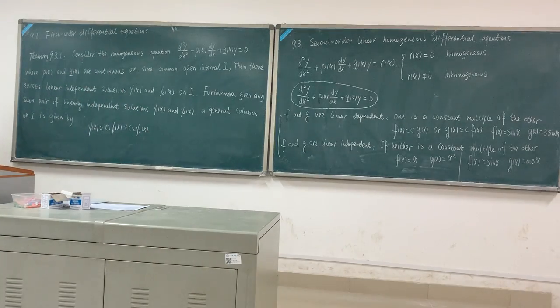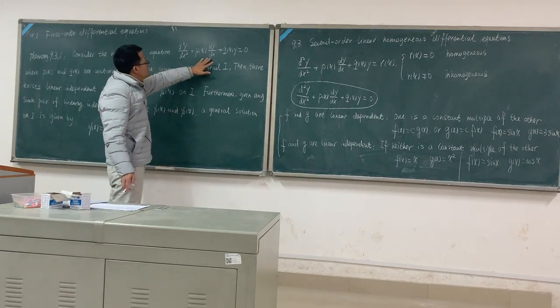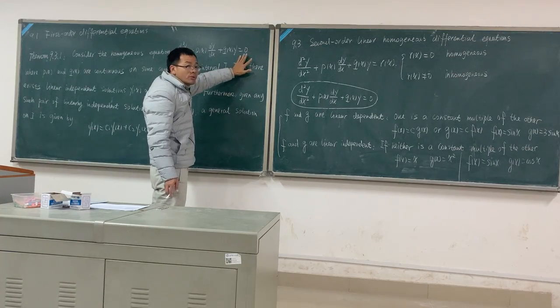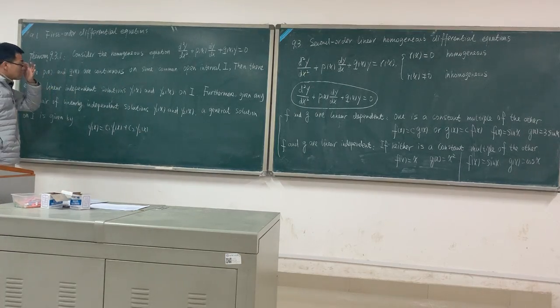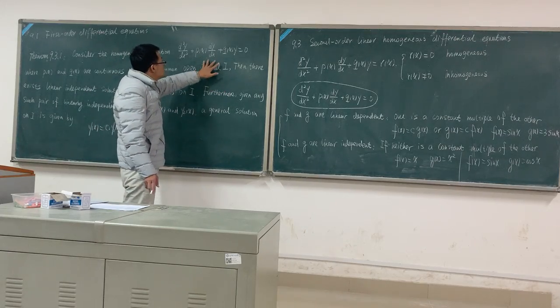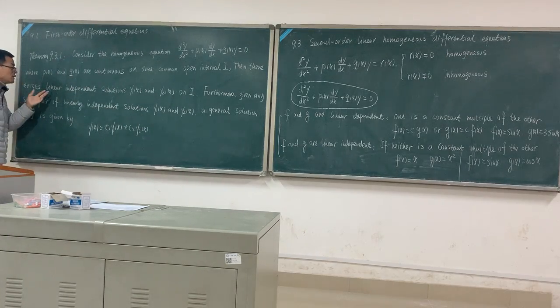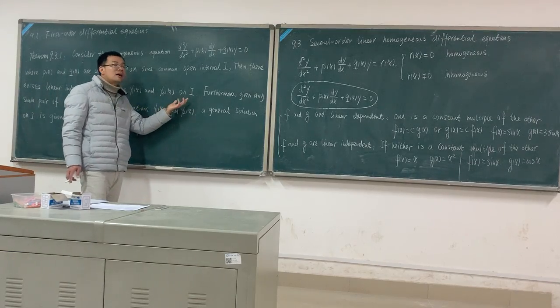So now we have this result. Consider the homogeneous equation, the second order derivative plus p(x) dy/dx plus q(x) y equal to 0. So this is the homogeneous equation, where p(x) and q(x) are continuous on some common open interval I. Then for this second order equation, there exist linearly independent solutions y1(x) and y2(x) on I.